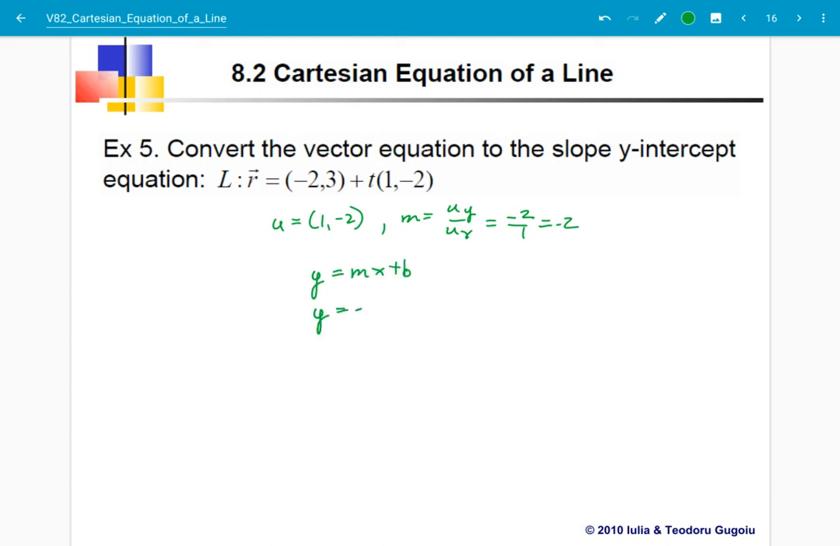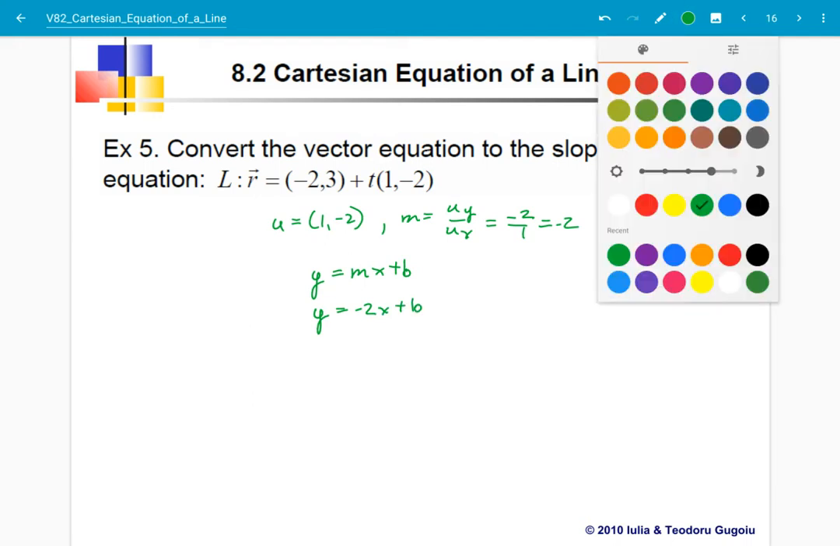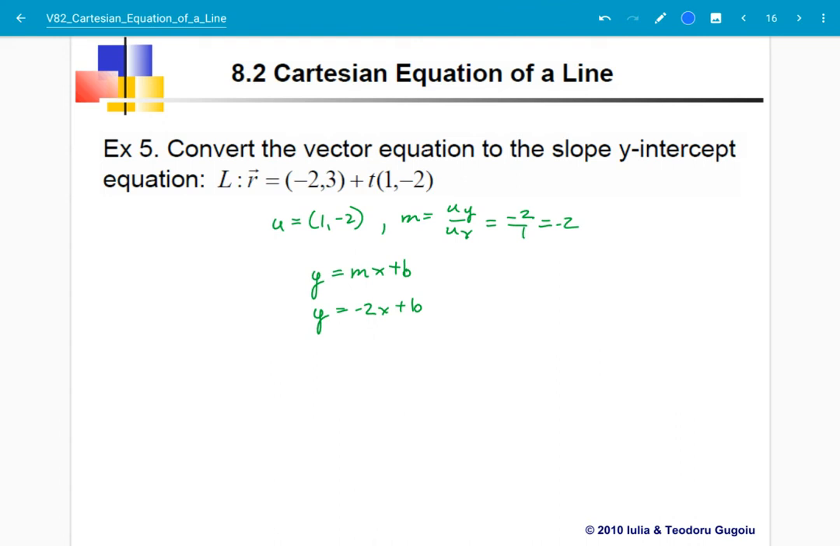M, so it's this. And since grade 9, how do you find b? You're trying to get the equation of the line. If you already have the slope, you sub in a point. So we need a point on the line, negative 2 and 3. So I would do 3 equals negative 2 times negative 2 plus b. B is equal to negative 1. So y is equal to negative 2x minus 1.